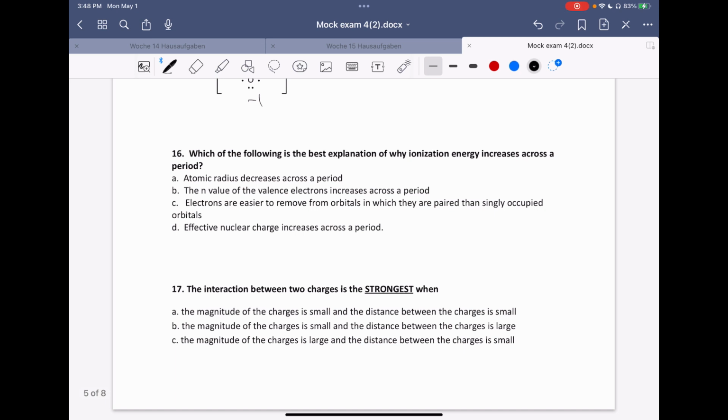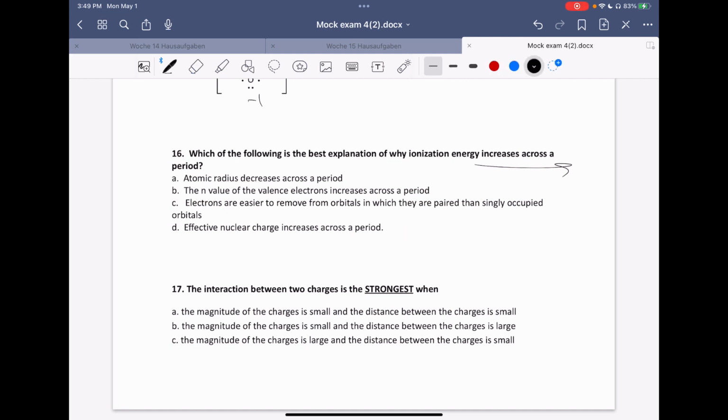Which of the following is the best explanation of why ionization energy increases across a period? So going to the right. This is just like the worksheet we did in class, where we found the effective nuclear charge on the entire row, starting at sodium, ending in argon. And we saw that argon was going to hold the valence electrons the strongest. That's kind of the answer to why the ionization energy increases across a period.